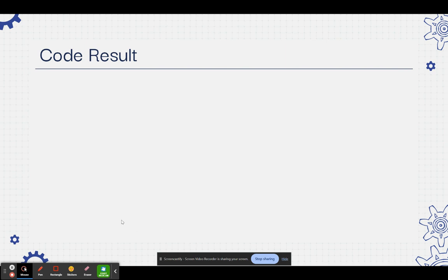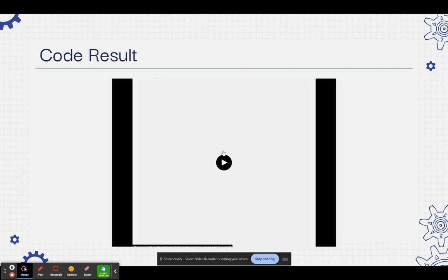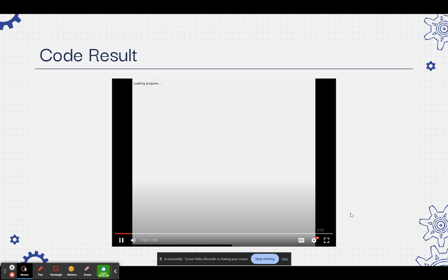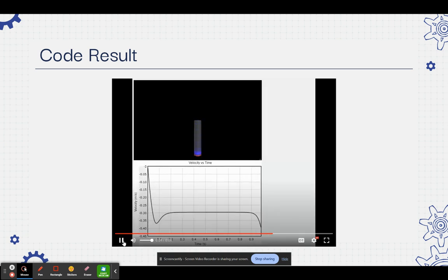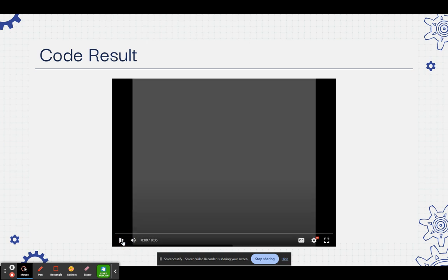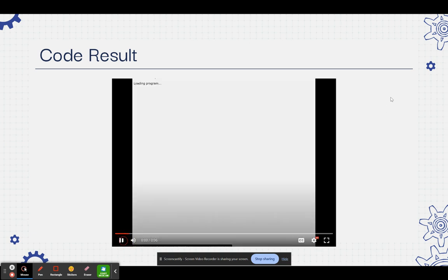Now here are the coding results of the lab. You can see how it falls.